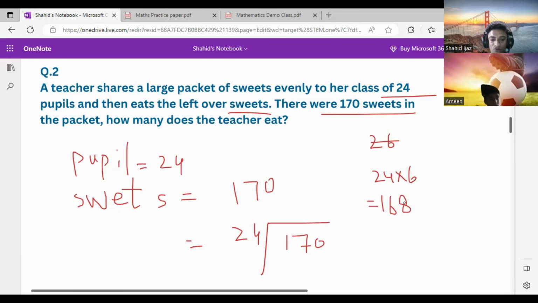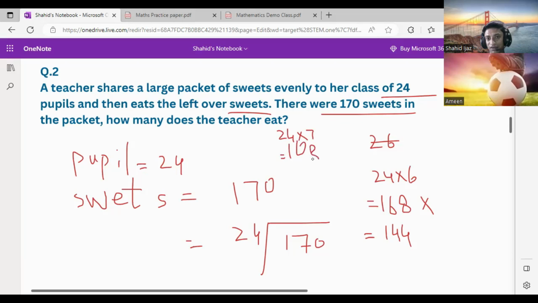24 multiplied by 6 is not 168. Oh, sorry, I'm wrong. Tell me, 24 multiplied by 6. It's 144. Yes, that's great. So it's lesser than 170. So now we will try to multiply 24 by 7. 7 and 168. Yes, and then the remainder is 2.